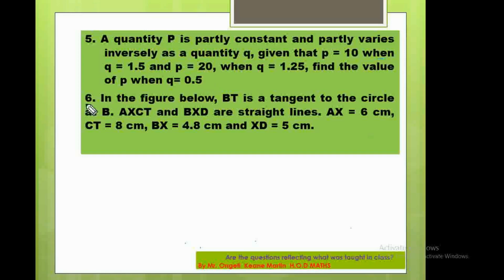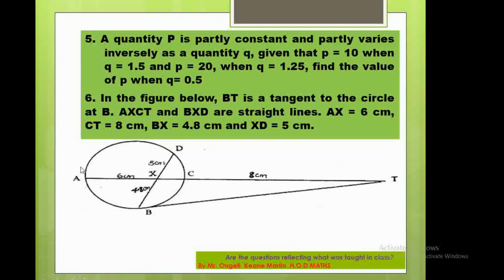Then question number 6. In the figure below, BT is the tangent to the circle. Okay, let's first of all get the figure. There it comes. Yes, there it is. Okay, so in this figure, we have BT, which is the tangent to the circle at B, and you can see that AXCT and BXD are straight lines.